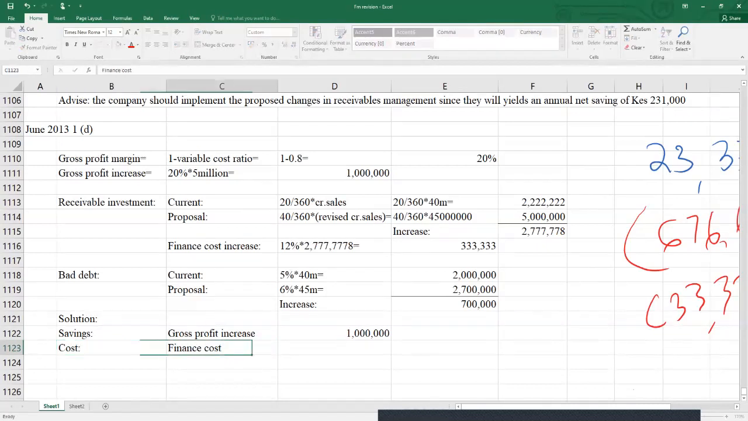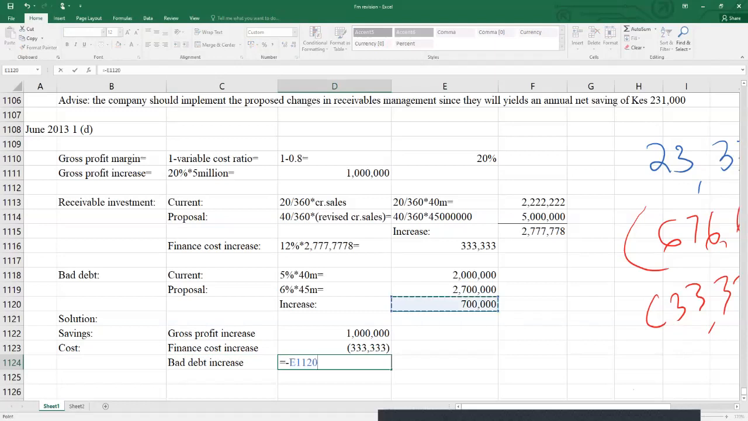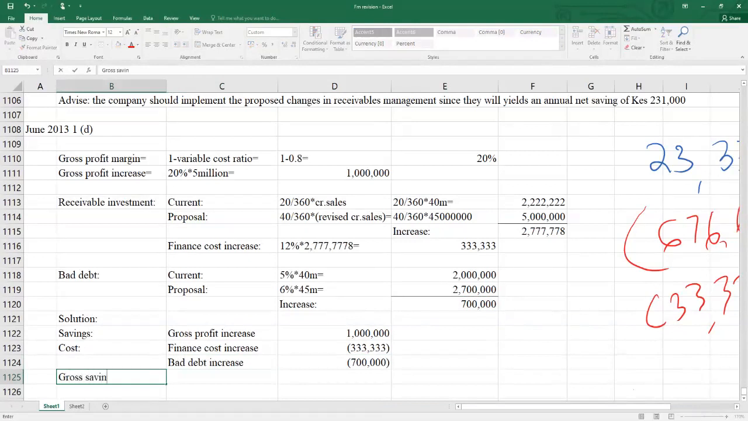So first is finance cost increase, which we got 333,333. Don't forget it's a cash outflow because it's money out of the business, so therefore it's negative. Then we also have a bad debt increase, which is also a cash outflow. There's 700,000 here, and that is it. So here you can have our gross savings. Gross savings to be equal to how much did you get?